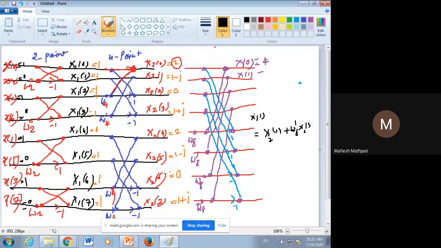Hope everyone is getting this, which is equals to, x2 of 1 is what? 1 minus j. 1 minus j plus omega 8 to the power 1 value is what? Value क्या है इसका? 1 by root 2 minus j 1 by root 2 multiplied with x2 of 5 का वैल्यू क्या है? 1 minus j है. इसको सिंप्लीफाई करो अभी.